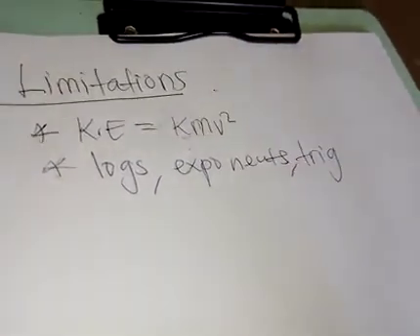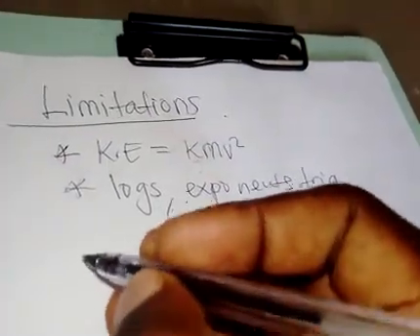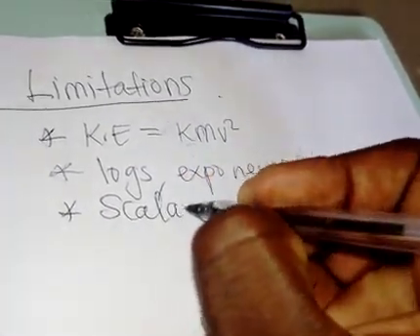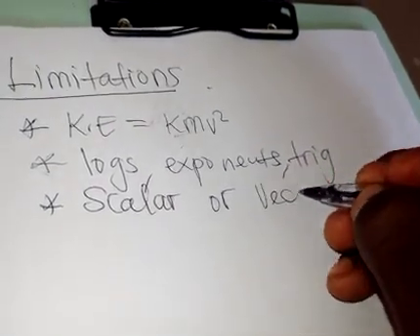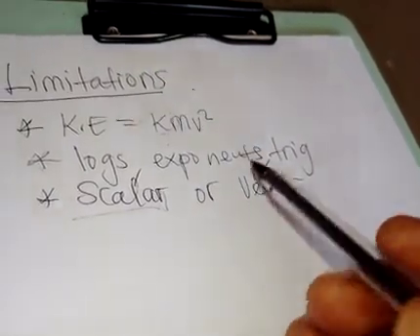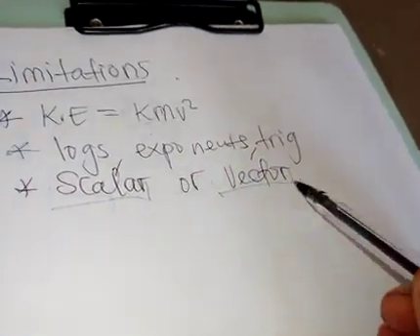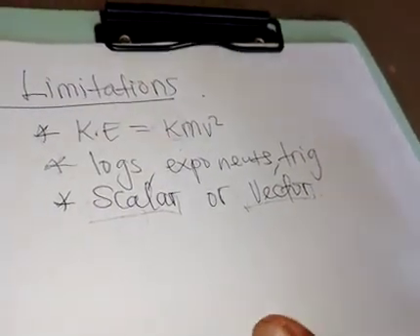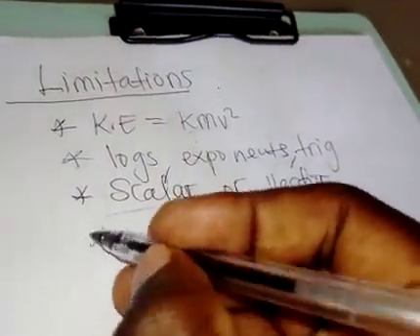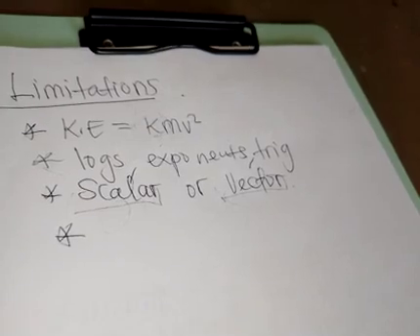Then dimensional analysis gives no information on whether a quantity is a scalar or a vector. It doesn't tell us whether the quantity we are dealing with is a scalar quantity or a vector. Does a quantity only have magnitude, or does it have both magnitude and direction? Dimensional analysis doesn't tell us that. So that's another limitation.